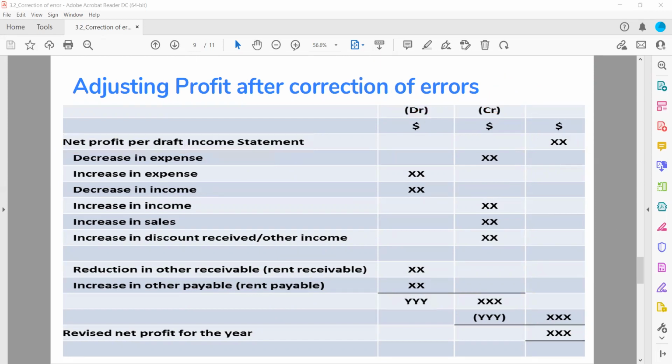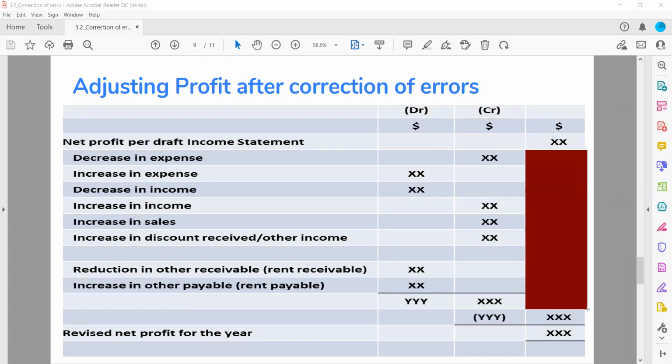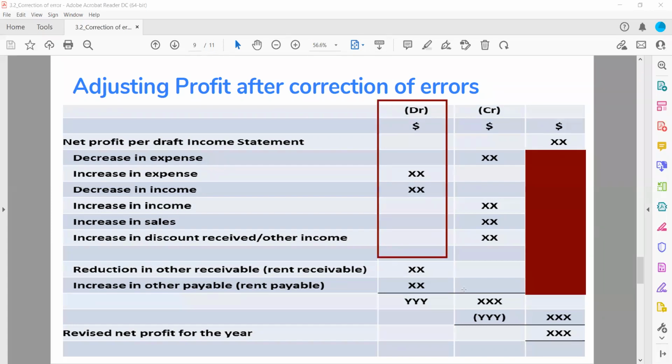In the exam, just take note. Most of the time, this area will be gray, so you don't go and put in the amount. This area is not supposed to be written in. Your adjustment increase, decrease should be right under this column. So take note of that.